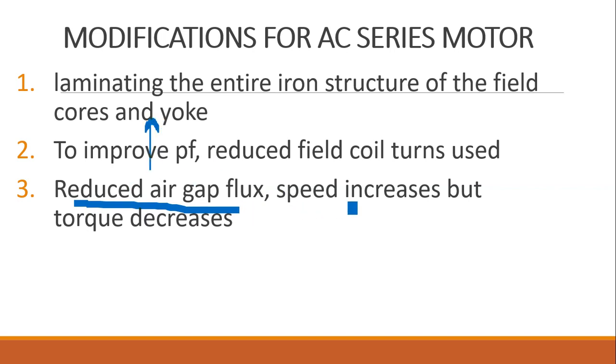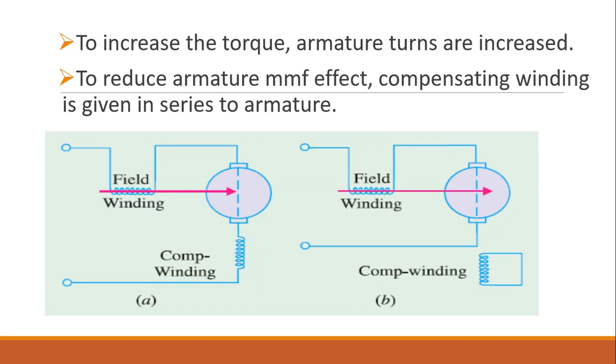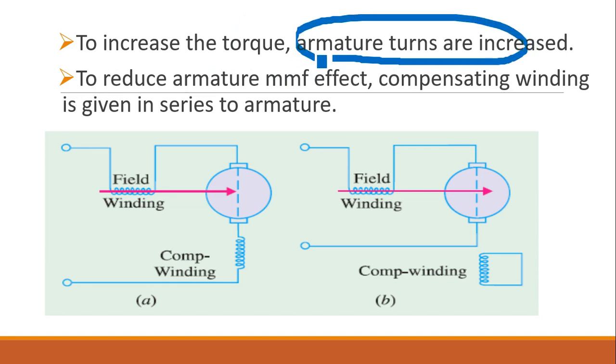Now what happens if the air gap is reduced? Speed increases. If the flux is less, more speed will be there, but the torque will be decreasing. Now the question is how to increase the torque. How will we increase the torque? Armature turns will be increased. Field turns were decreased and armature turns now will be increased.